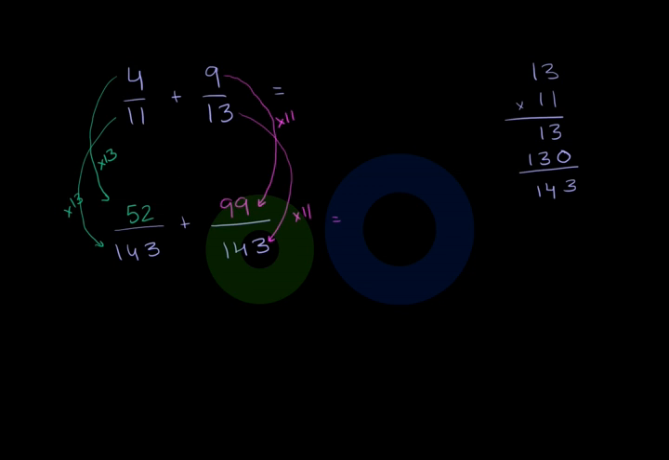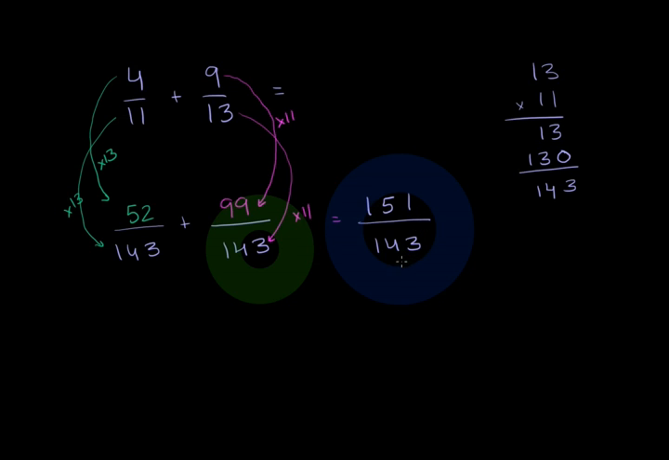This is equal to, our common denominator is 143, and 52 plus 99, 52 plus 100 would be 152, and this is going to be one less than that. So it's going to be 151. And I think that's about as simplified as we can get. As far as I know, it doesn't look like there are any common factors between 151 and 143. So we just get 151 over 143.